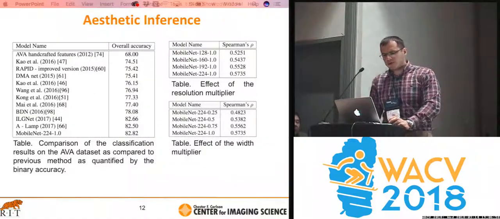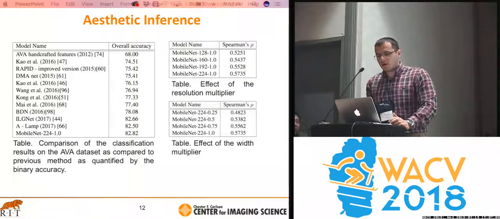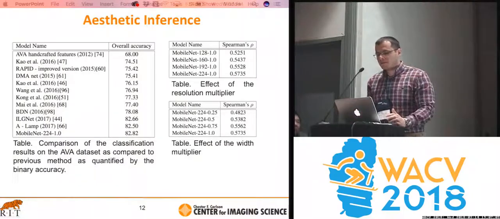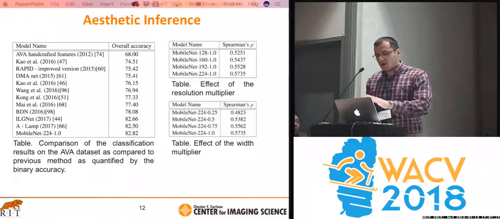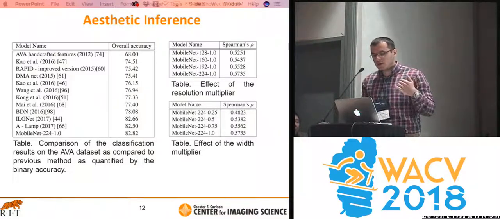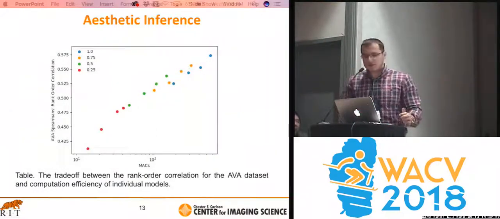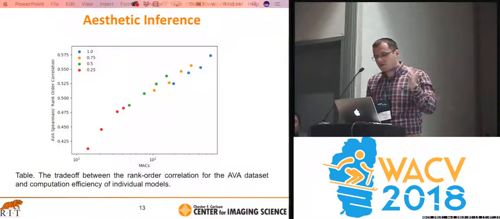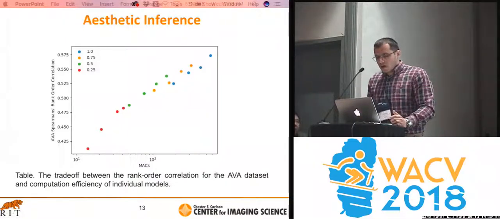Now quickly to results. I show that the bottom MobileNet 224 1.0 model achieves near state-of-the-art accuracy. The best models are comparable to the previous state-of-the-art. Then to the right, I show how the rank order correlation changes with the different design choices. I can expand on that in the poster. Here is a log-linear plot of the rank order correlation versus the number of operations you perform in the network. And we can see it's pretty log-linear.